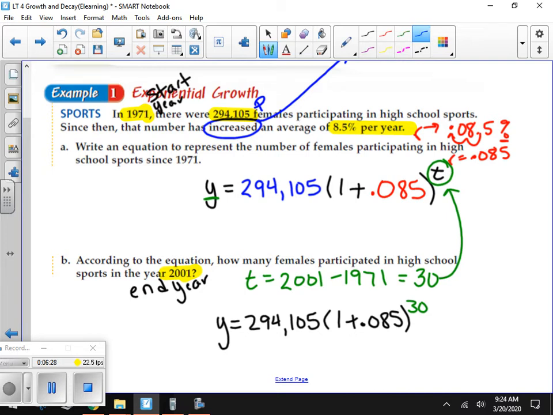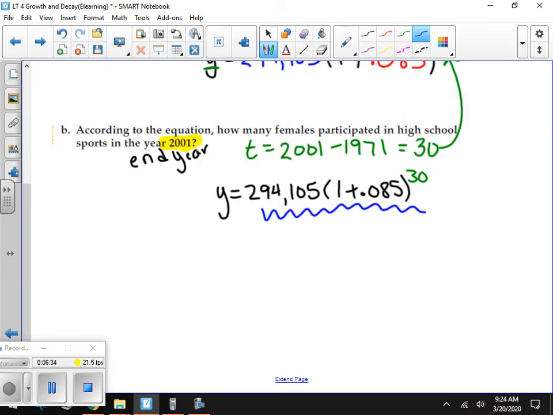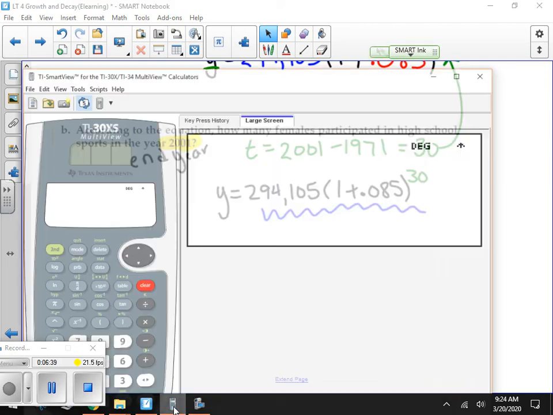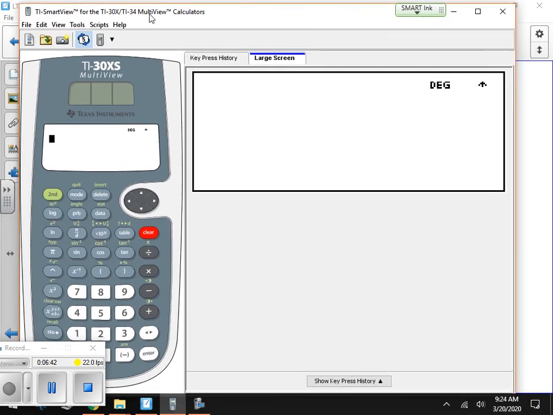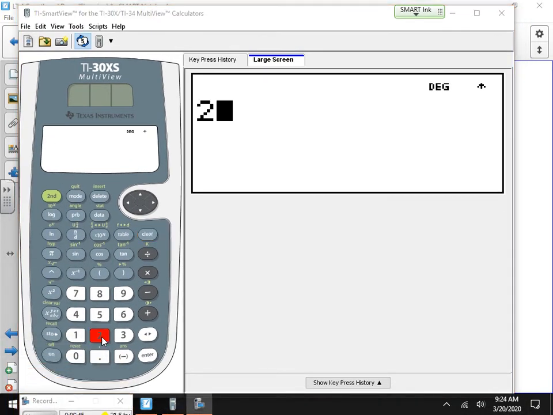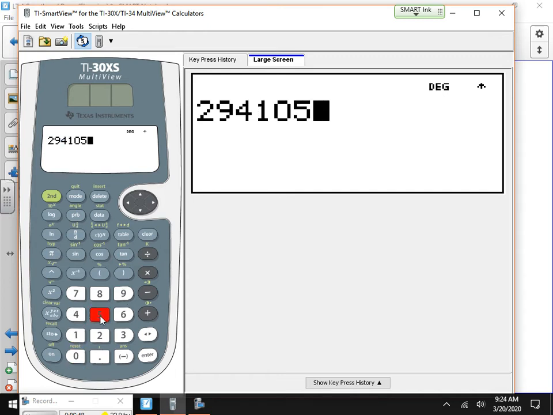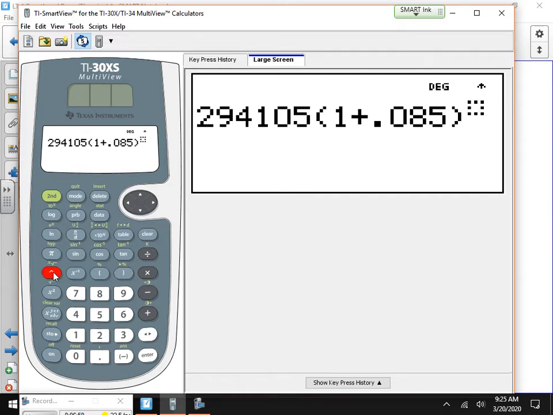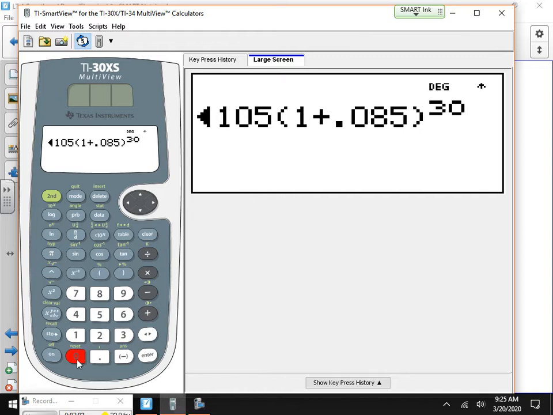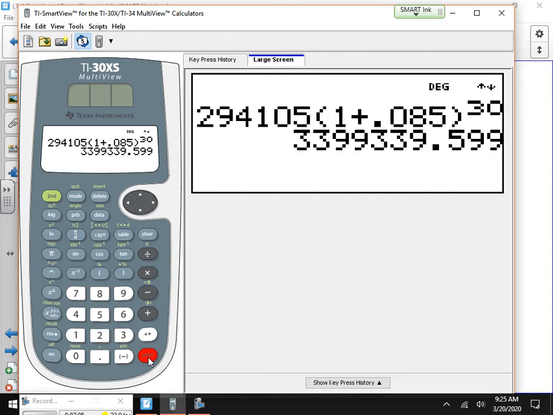Okay? Now when we do that, you should still be able to do it on your phone because there is a caret button on your phone, the little upside down V. So let's type this in. That's 294,105. Okay. Then I have parentheses 1 plus 0.085. Close the parenthesis. Now remember, to get that little number, you got to use the caret button, the upside down V, and I type in 30. I'm going to hit enter. And it's a really big number. It's 3,399,339.599.